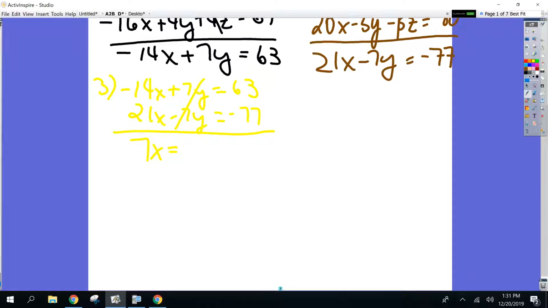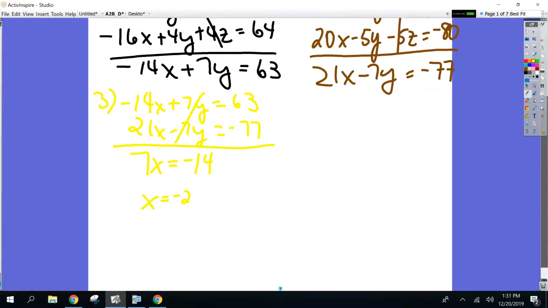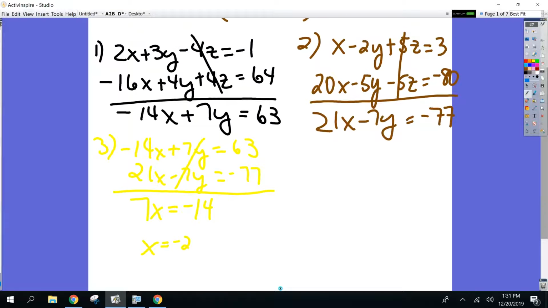7x. Hopefully a number divisible by 7, right? Cross your fingers. Ah, there it is. You're darn right. Makes all our work we just did worth it. So x equals -2. All right. There's 1 out of 3. How do I get the other variables now? I got one of them. How do I get another one?